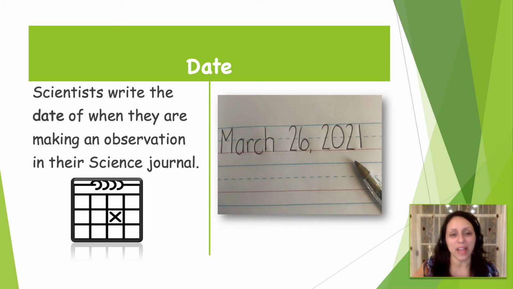Let's take a look at the date that I recorded in my weather journal. It says March 26, 2021. That's the date of when I was observing what the weather was like outside.